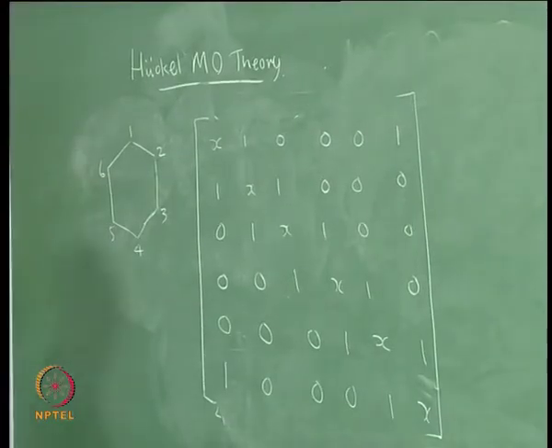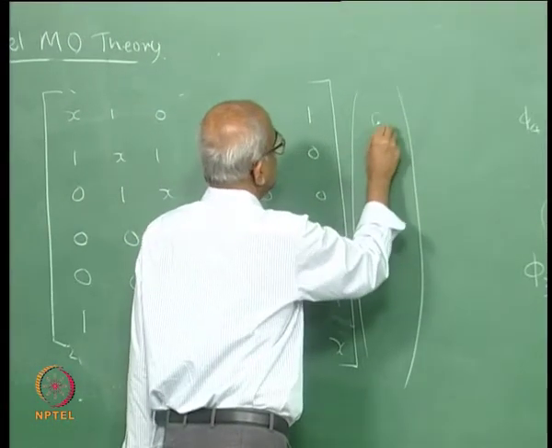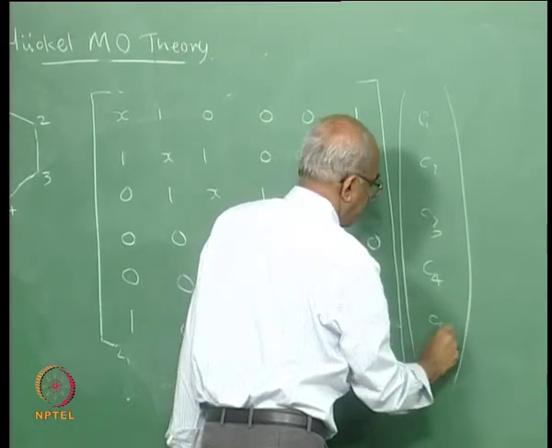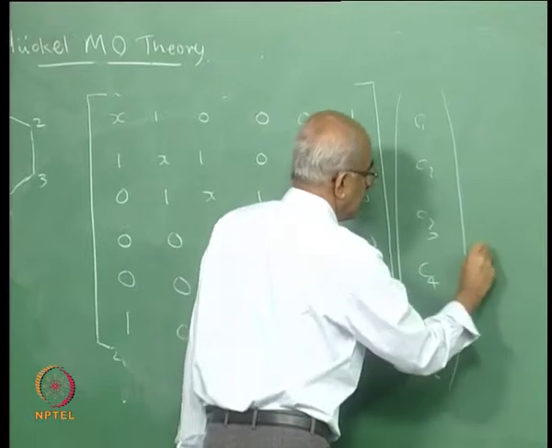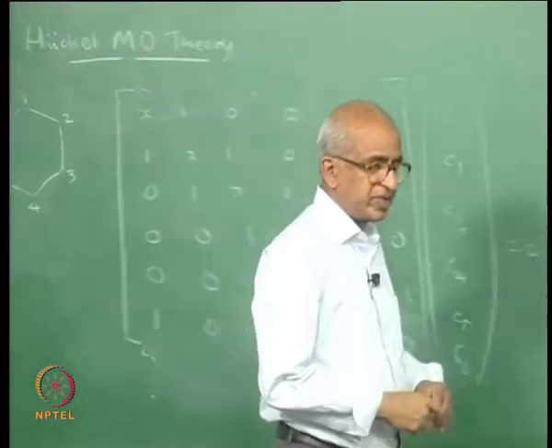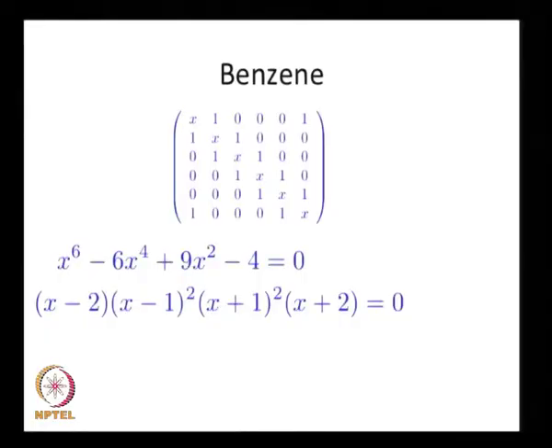Fine. And you of course will say that multiplying C1 into C1, C2, C3, C4, C5, C6 is 0. And then you will have to put the determinant of the matrix equal to 0. So, if you did that, you will get an equation. Okay, this is the Huckel matrix.